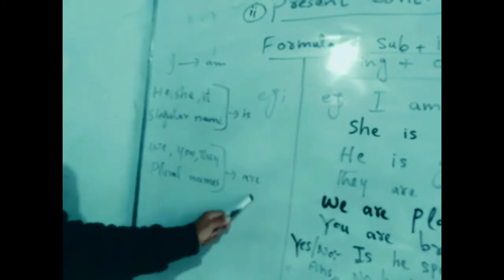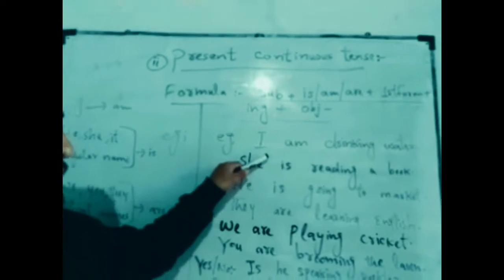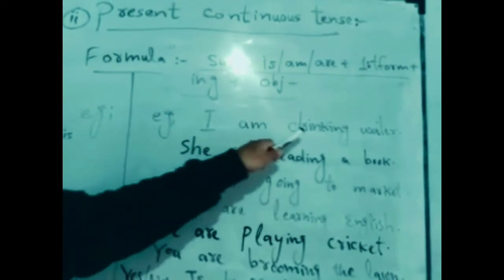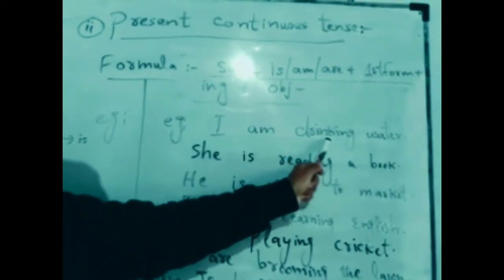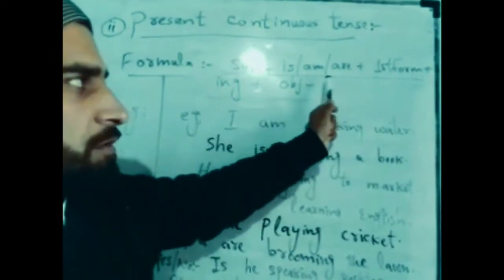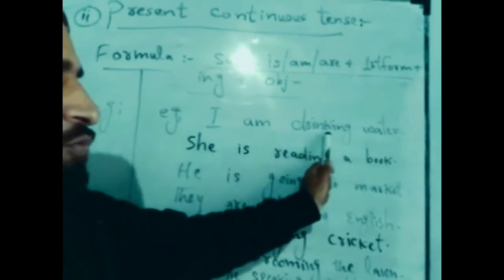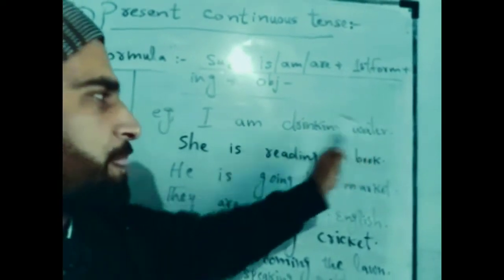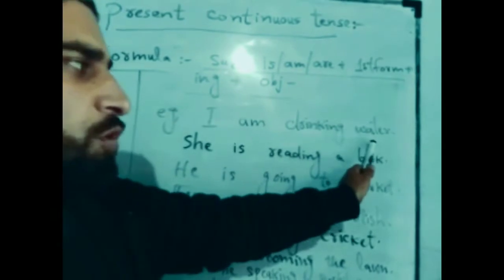Now coming towards examples, I have made some examples. You can make your own as well. So I is the subject and then we have the helping verb am. Then the first form of the main verb, which is drink, plus ing. Following the formula, first form of the verb plus ing: I am drinking water.